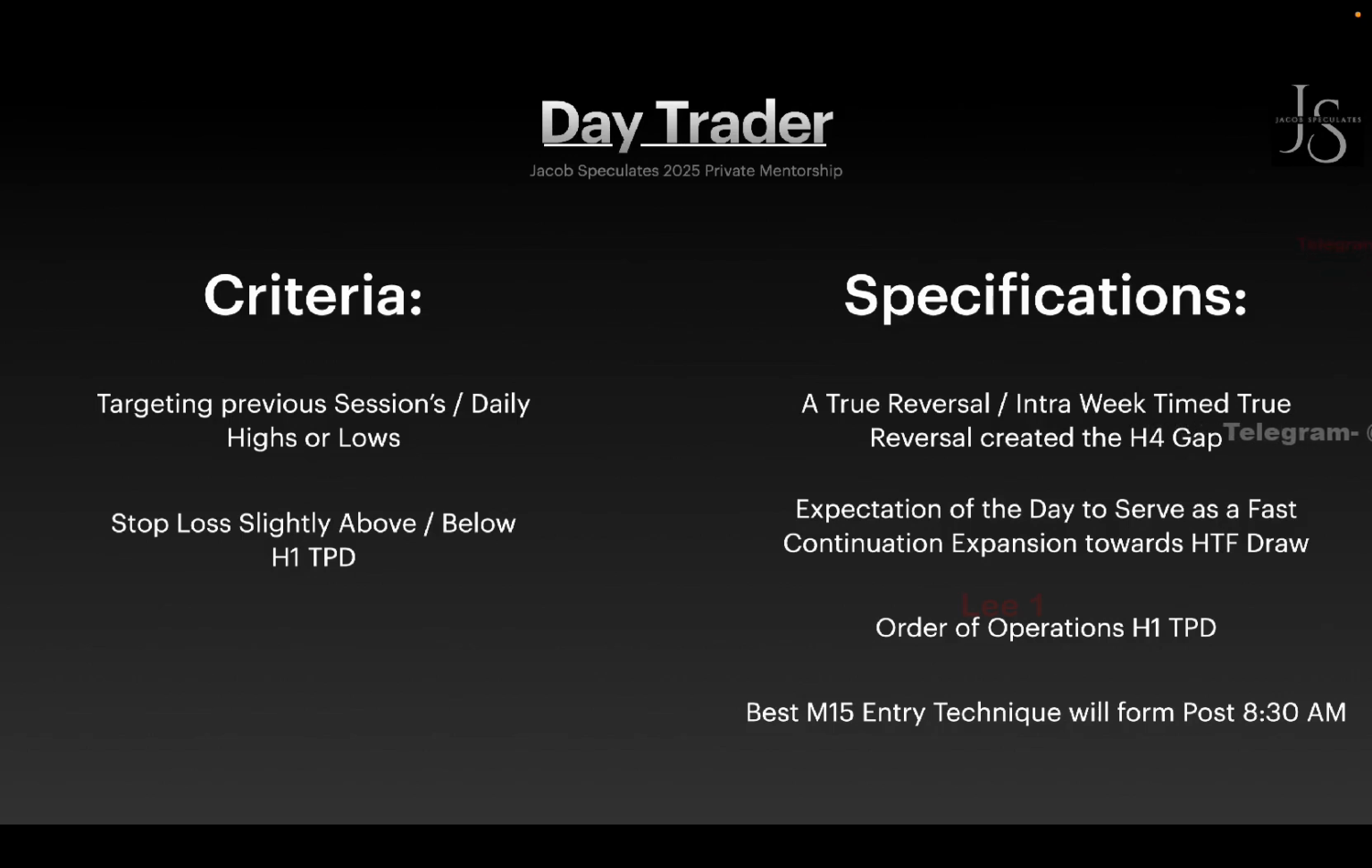So this sequence or this model is best used on those continuation days where a time true reversal has taken place and a Kraken correlation is formed, and that day doesn't really expand as much, but it leaves a gap. That following day being the day where you're expecting the day trader sequence to form. This is one of my favorite day trading models. If I were to only trade something in regards to day trading, it would be this exact model right here. You wait for the 4-hour gap, and then you wait for the 1-hour TPD within the gap during the order of operations time, and then you're looking for that 15-minute entry technique after 8:30.